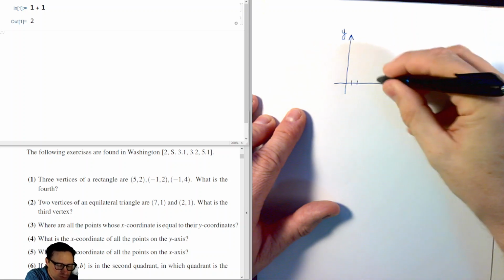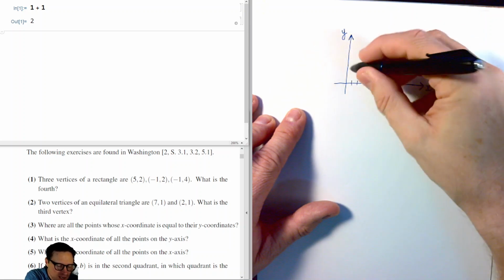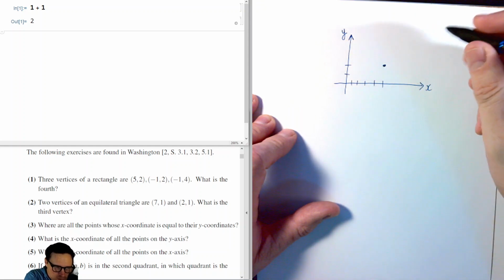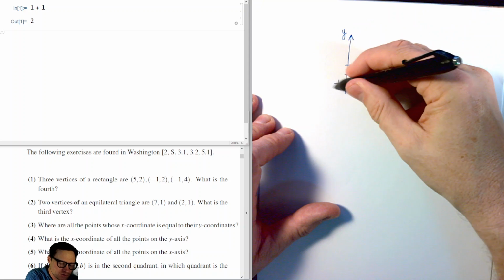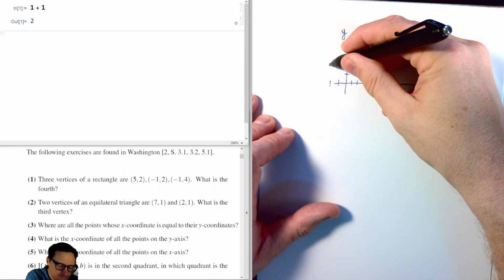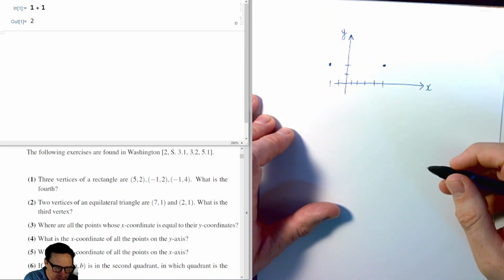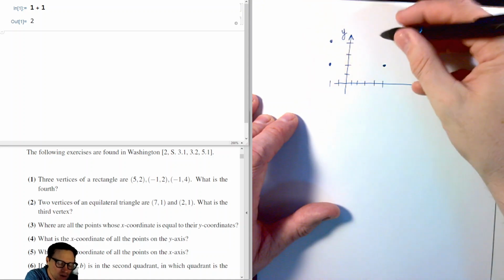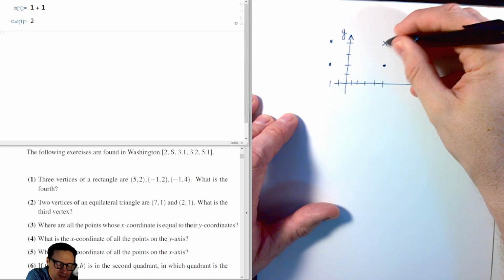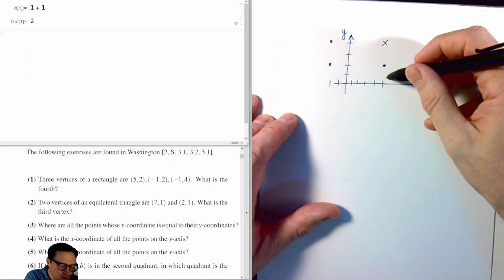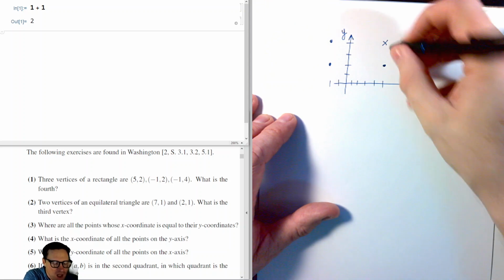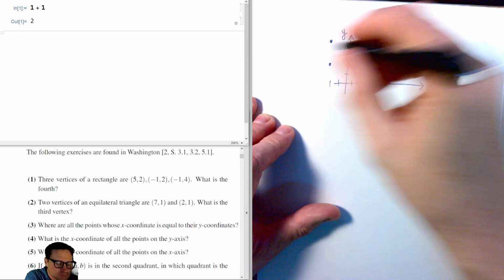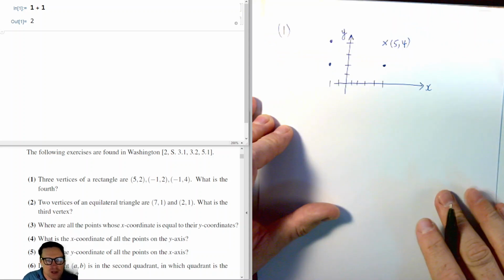So 1, 2, 3, 4, 5, and 1, 2. So we have a point at (5, 2). We have another point at (-1, 2), and another point at (-1, 4). So there. And obviously the fourth point has to be here. So what are the coordinates of that? Well, the coordinates would be (5, 4). Okay, so that answers question 1.